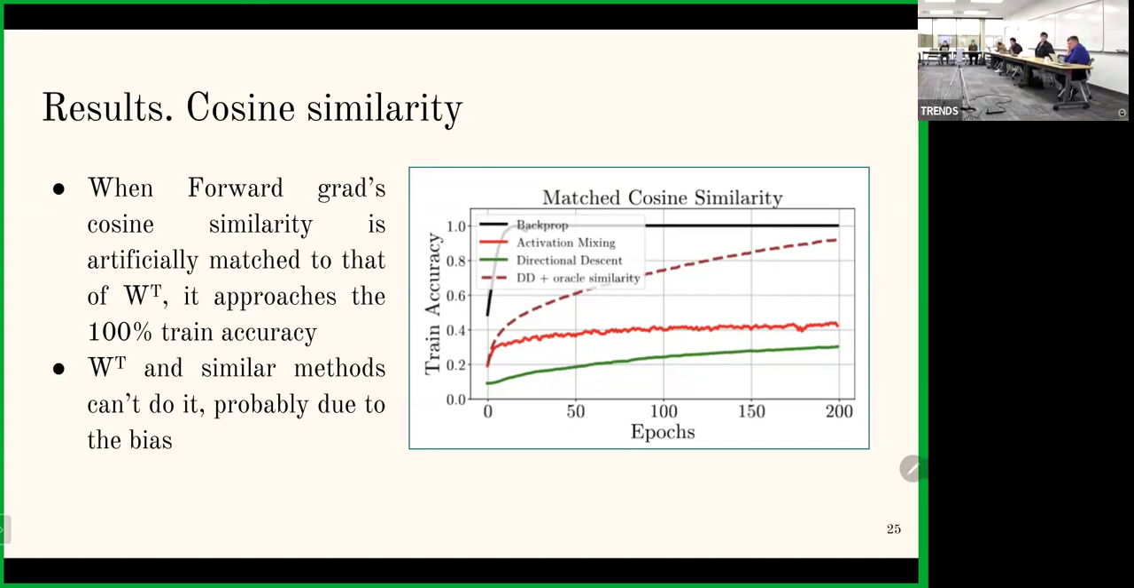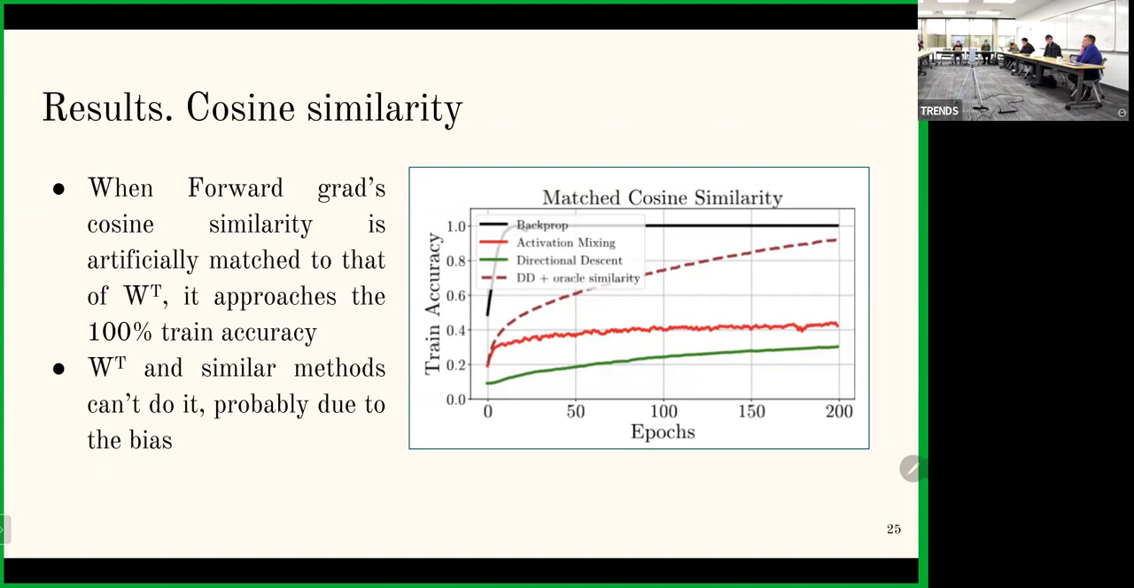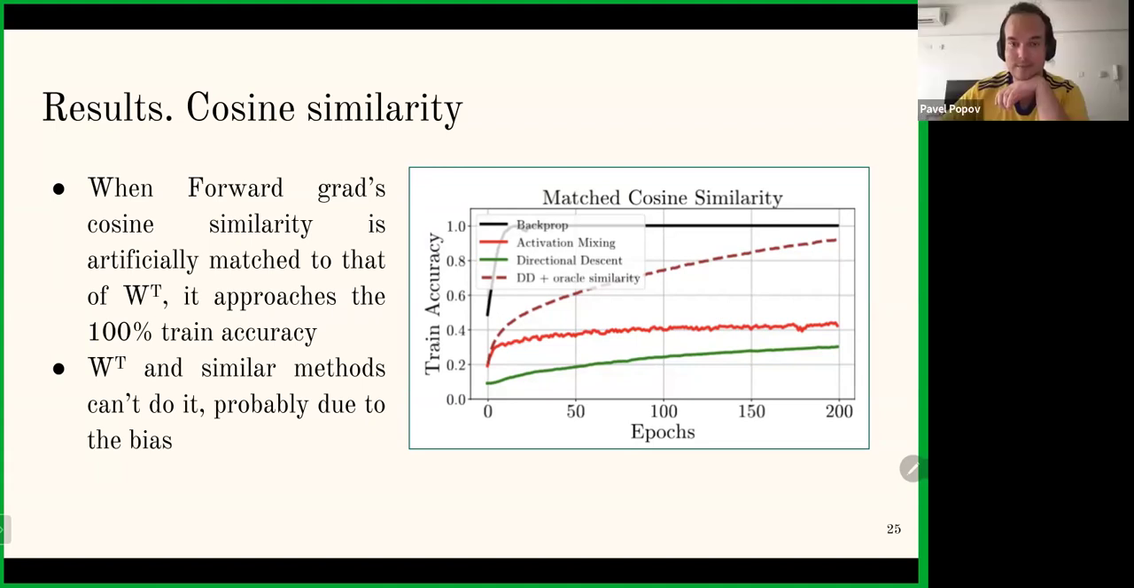How do they match cosine similarity? I don't remember exactly, but they are doing it kind of artificially. The forward gradient gives you a gradient, and you can do backpropagation to find the true gradient. Then you can modify your forward gradient in a way that its cosine similarity matches the cosine similarity of their methods. So you're kind of getting artificially into the same cone, the same cosine similarity. Yeah, mhm.